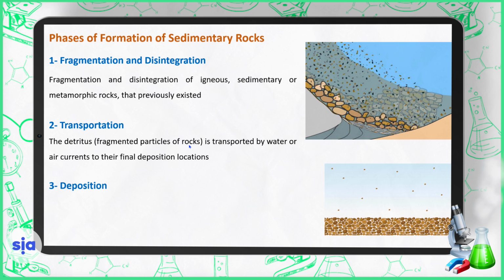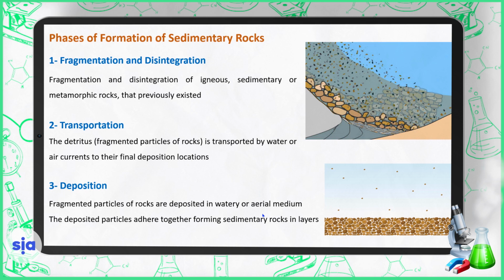Then the deposition. These fragmented particles will deposit in watery or aerial medium. Watery medium like rivers, lakes, seas, oceans. And aerial medium, it's a media of air on land. The deposited particles adhere together, forming sedimentary rocks in layers.